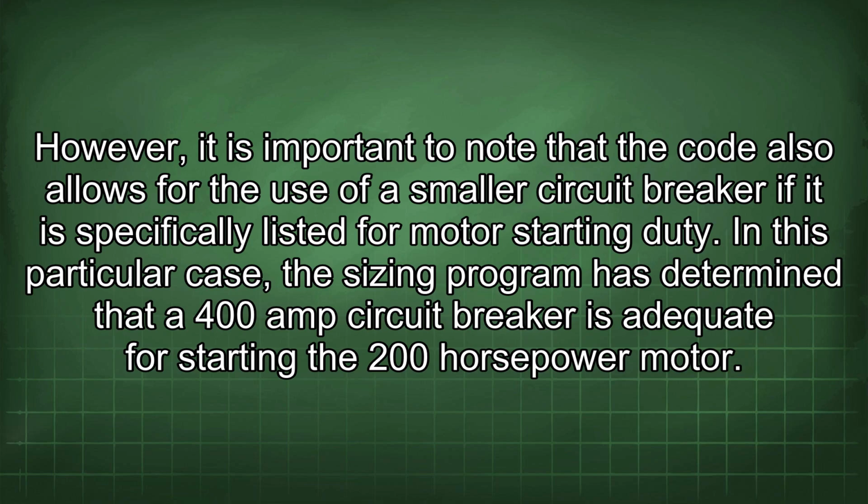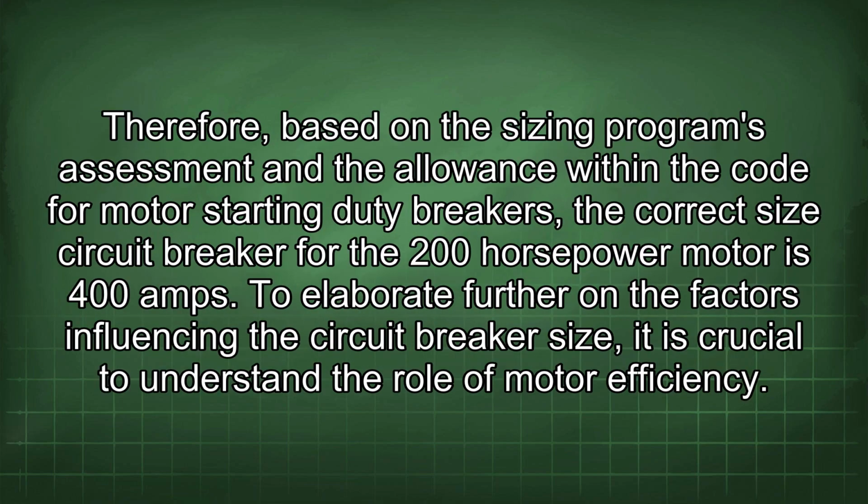In this particular case, the sizing program has determined that a 400 amp circuit breaker is adequate for starting the 200 horsepower motor. Therefore, based on the sizing program's assessment and the allowance within the code for motor starting duty breakers, the correct size circuit breaker for the 200 horsepower motor is 400 amps.